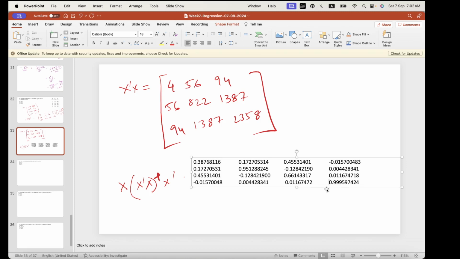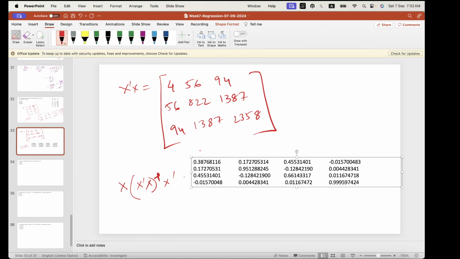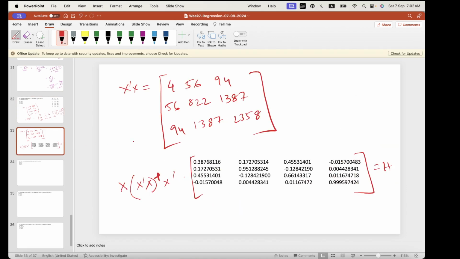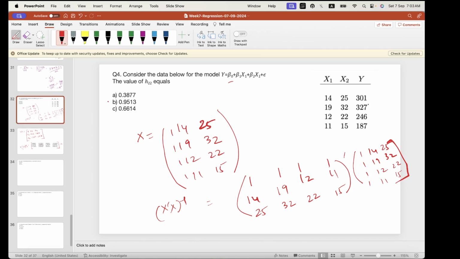Alright, so from here we find this is actually my H matrix. Okay, this is equal to H. Now what do we have to find out? We have to find out the value of H22. So H22 is this one, 0.9512. So H22 is this thing.